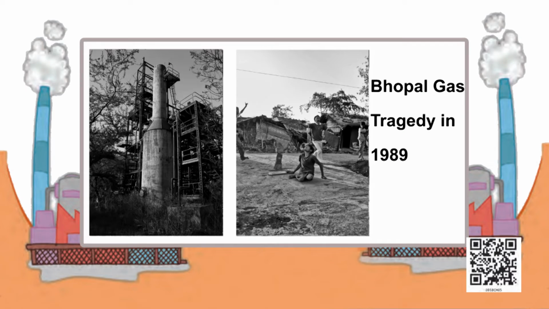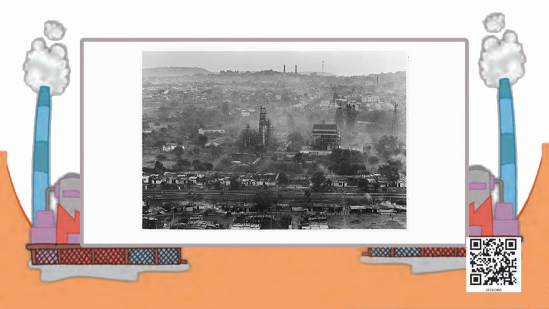Over the years, many industrial disasters have occurred, of which some have been very brutal. One such industrial disaster that occurred in India was the Bhopal Gas Tragedy in the year 1989. You would have heard about it from your parents and grandparents. It was a technological accident in which highly poisonous methyl isocyanate and hydrogen cyanide were leaked out of a pesticide factory called Union Carbide nearby Bhopal.